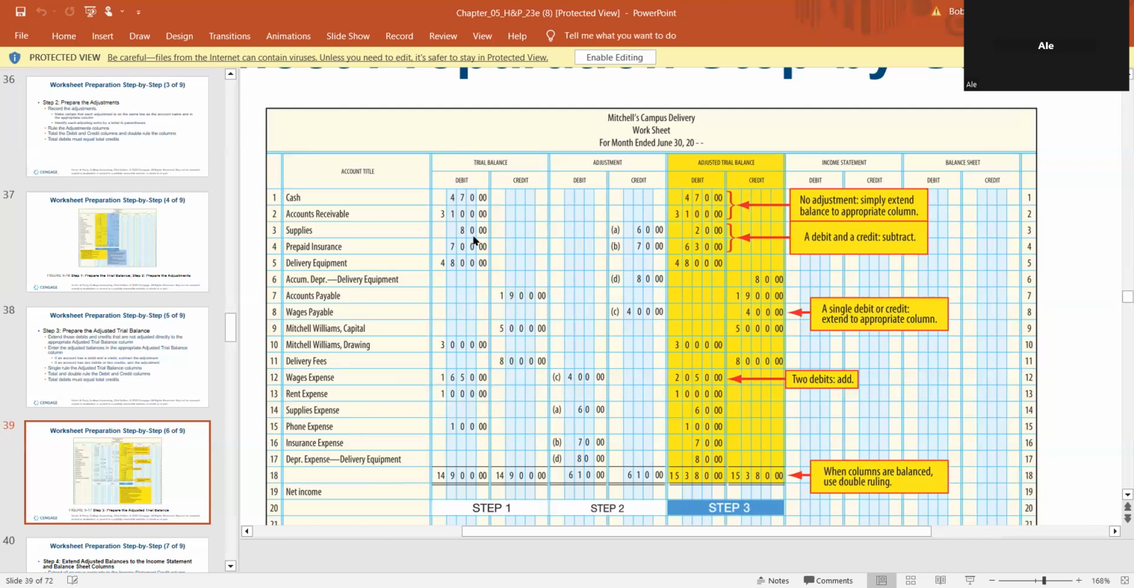But look at the supplies. The supplies were 80. We used 60. We're down to 20. Prepaid insurance was 700. We used 70. We subtract out, we get 6,300. The delivery equipment, $4,800, is not going to change. What's going to change is the net book value. In this case, we have $80 in accumulated depreciation.